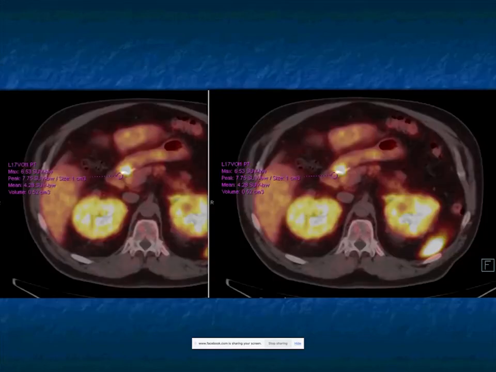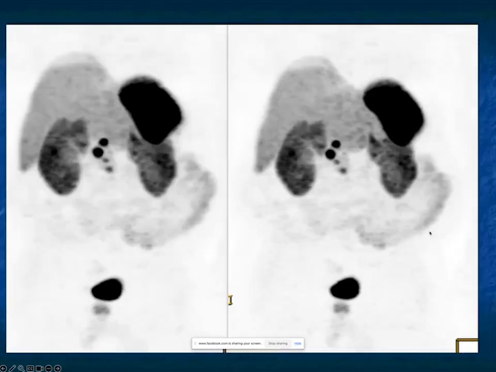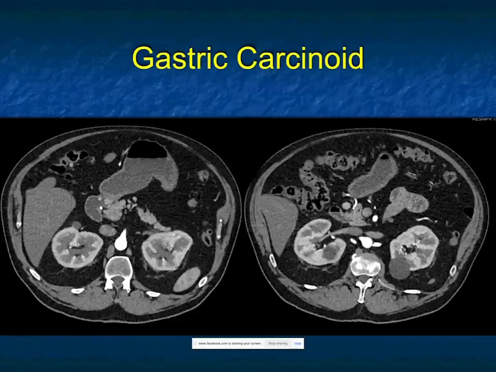Here it is on the dotatate scan, really hot on the PET. And here on the PET scan, you see the lesion, the nodes, and the mass in the stomach. This was, by the way, an accessory spleen. So the best diagnosis, hot uptake, multiple masses, gastric carcinoid tumor with adenopathy in the perigastric region.